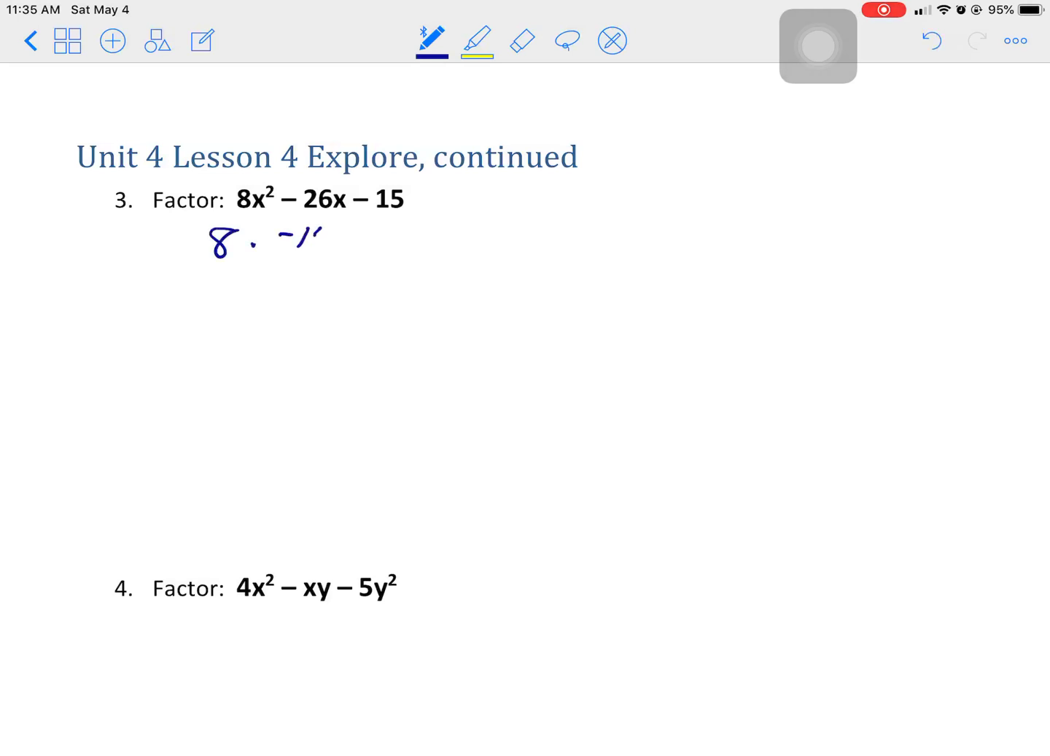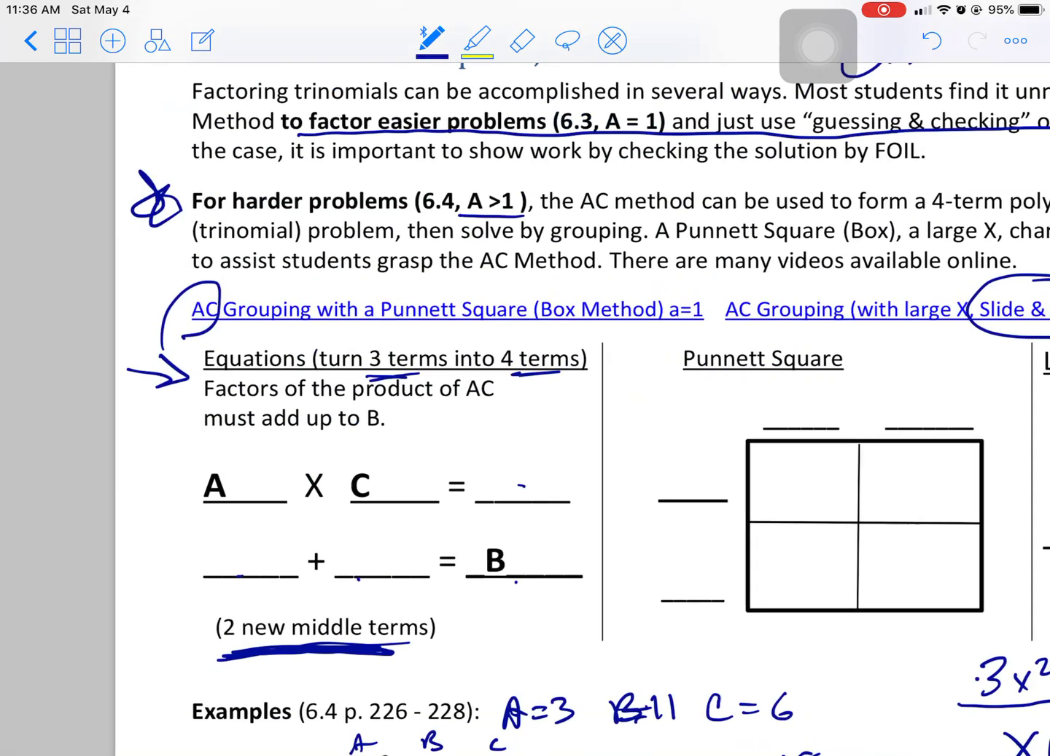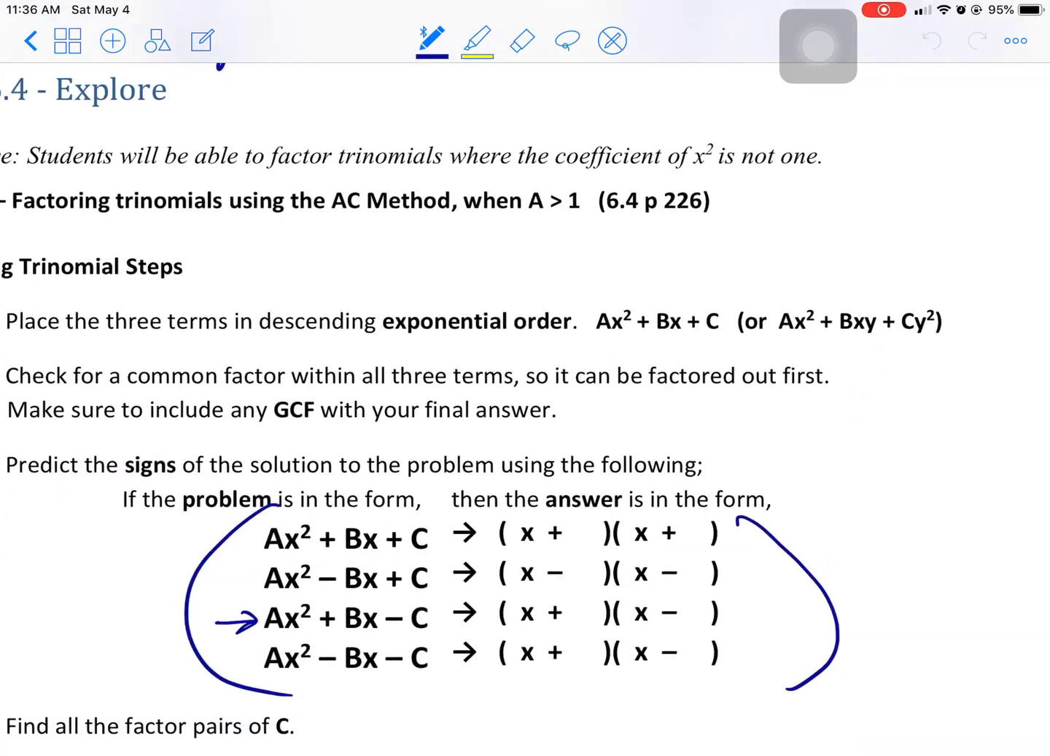So 8 times a negative 15. Don't forget that negative goes with that. That's going to give me a negative 120. Factors of negative 120 are supposed to equal negative 26. Now, if I have a negative and then another negative, my signs are going to be positive, negative, okay? I can put the negative over here versus over here. Some people are having a hard time with that, so I'm going to put the negative over here because I'm thinking about this thing.